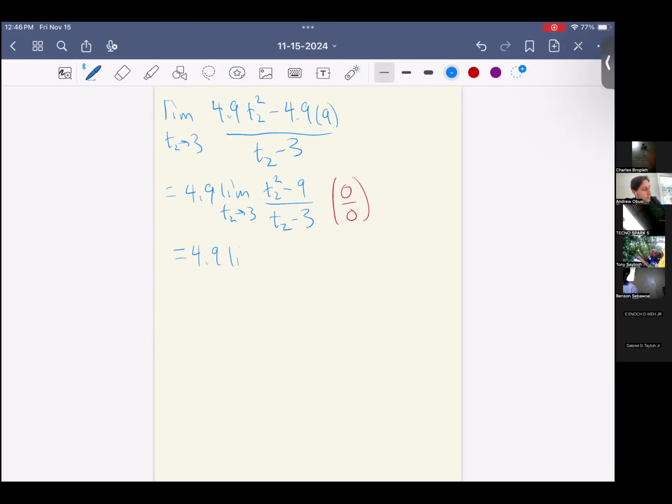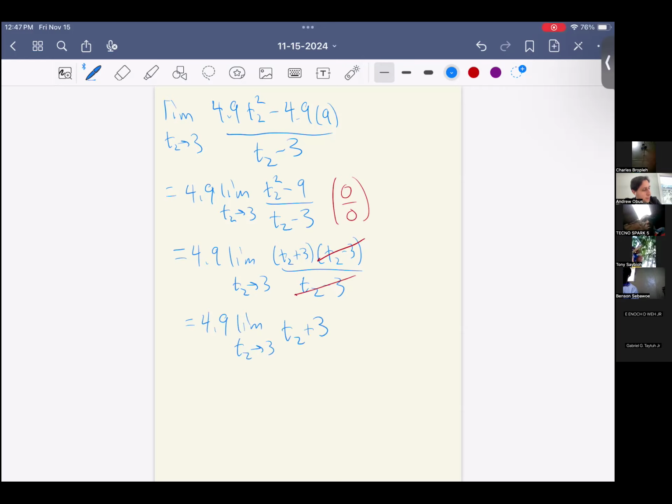This is 4.9 times the limit as t2 approaches 3 of (t2 plus 3) times (t2 minus 3) divided by (t2 minus 3), right? I'm factoring this t2 squared minus 9. And then again, we get a cancellation of these t2 minus 3s. And so we end up with 4.9 times the limit as t2 approaches 3 of t2 plus 3. And now we can just punch in t2 equals 3. And so this is going to be equal to 4.9 times 6, or in other words, 29.4 meters per second is the velocity.